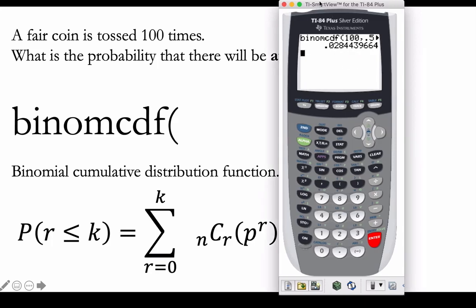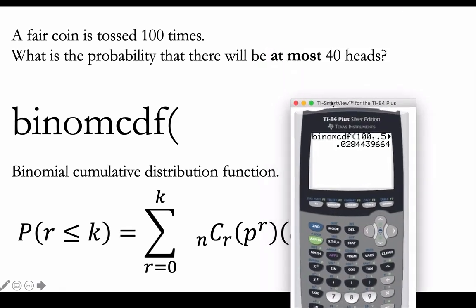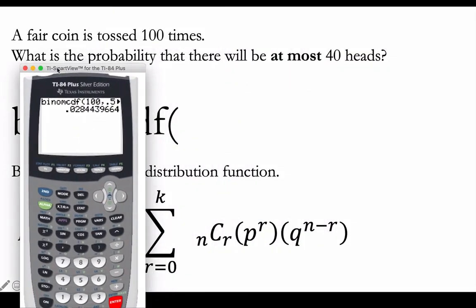So this is the idea of the binomcdf function: the probability that there would be at most 40 heads. And I guess that makes a little bit of sense because you would expect for there to be maybe more than 40 heads, right?